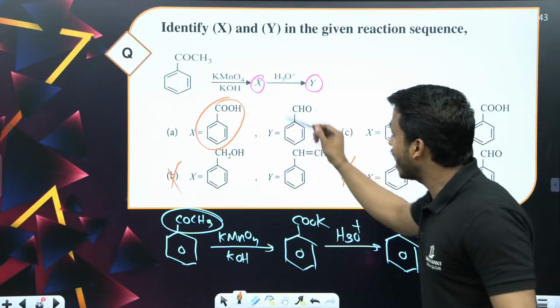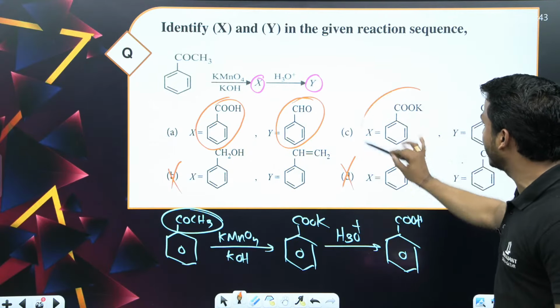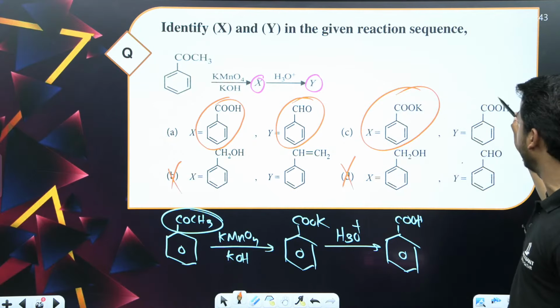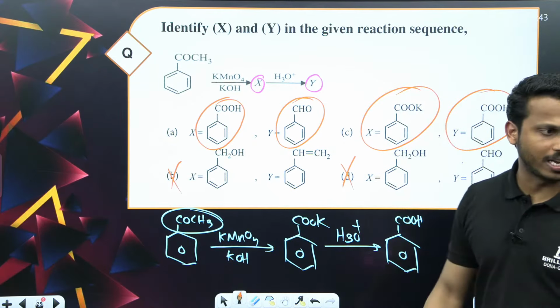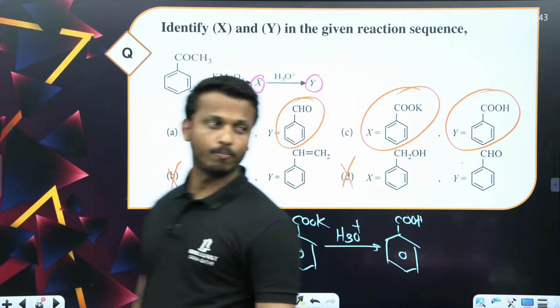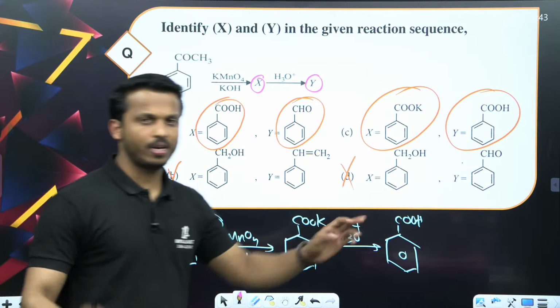But you see, in the second step, acid hydrolysis, they are giving aldehyde. That is not possible, right? So therefore I selected: first it becomes the potassium salt of benzoic acid, later it becomes carboxylic acid. I think answer B is most correct. Yes or no? B is the correct one. Do you have any other opinion?